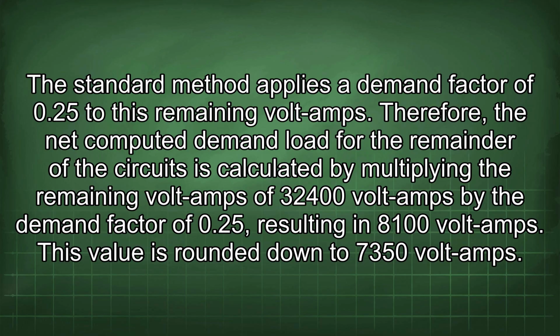Therefore, the net computed demand load for the remainder of the circuits is calculated by multiplying the remaining volt amps of 32,400 volt amps by the demand factor of 0.25, resulting in 8,100 volt amps. This value is rounded down to 7,350 volt amps.